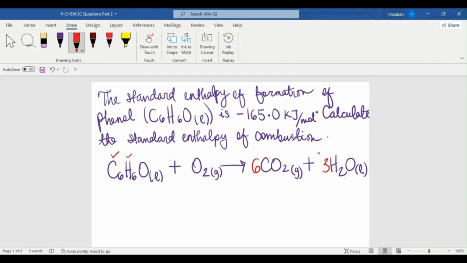12 plus 3 is 15. In this case we have just 3 on the left, so if we put a 7 here, 7 times 2 is 14, plus 1 is 15. So we have the carbon, the hydrogen and the oxygen balanced, and this is simply the balanced chemical equation.